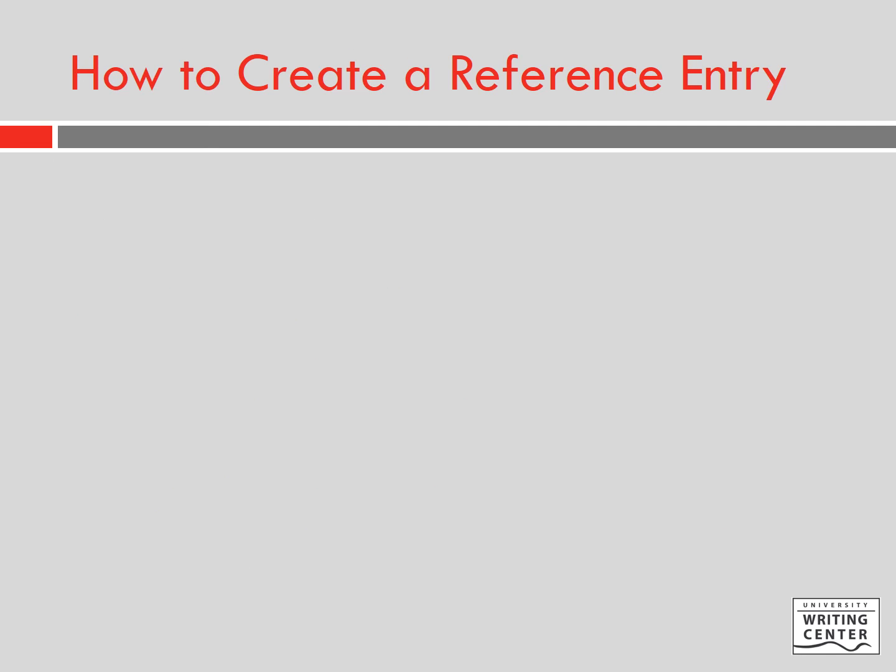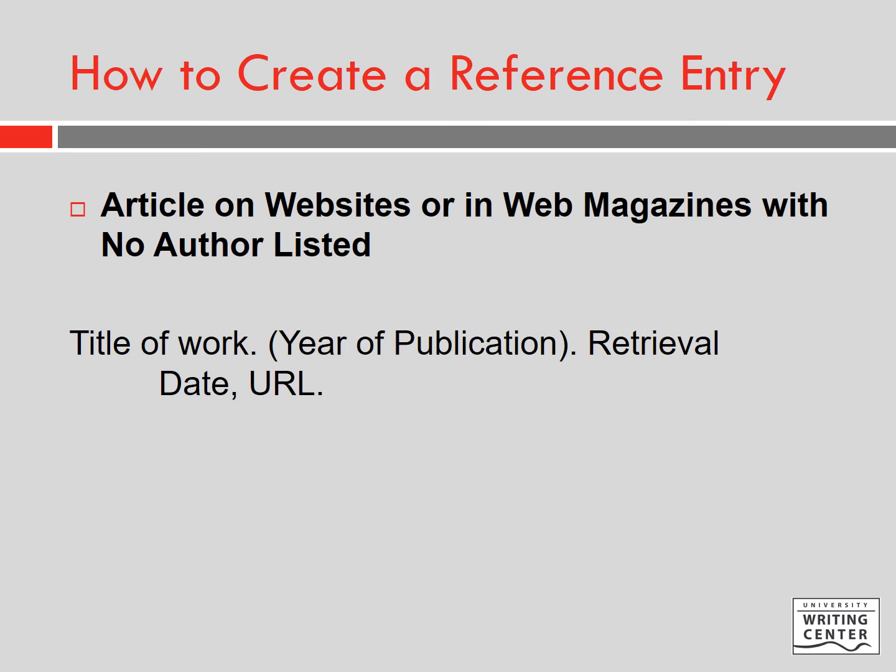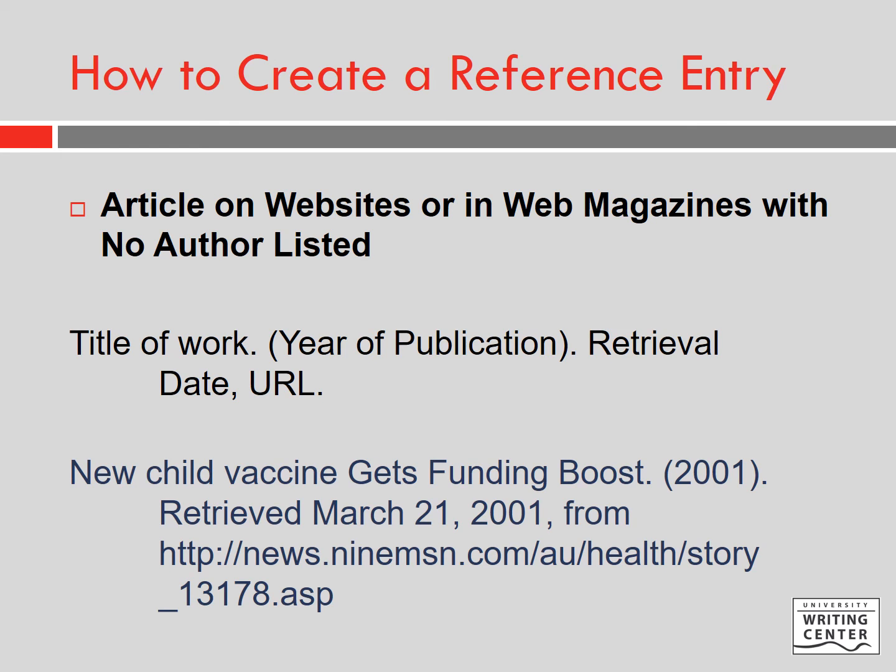Sometimes you will come across an article on a website or web magazine that does not list an author. If this occurs, you would simply provide the information that is available. Typically, this would include the title of the work, the year of publication, retrieval date, and URL. According to APA, you need to include the retrieval date for sources that may change over time.